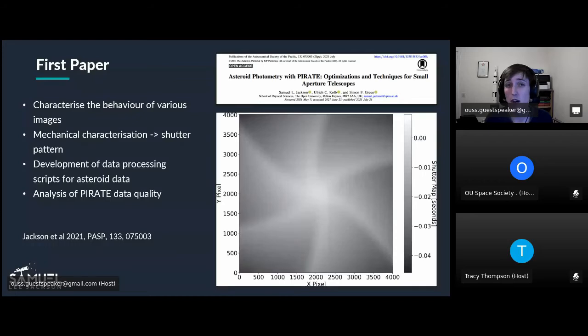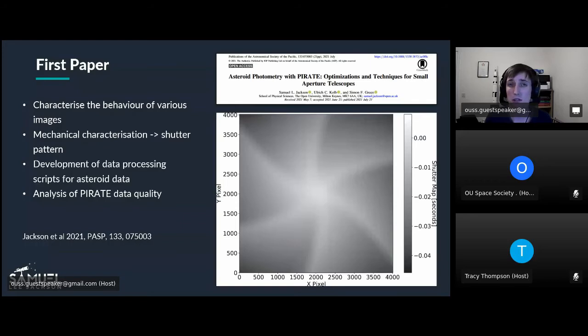So the first thing we needed to do was to understand the behavior of various images that we take. So we have to take these things called calibration images when observing with telescopes. So there are these systematic errors when taking data with a telescope, and you have to use these calibrations to correct your science data. Now, what we aimed to do was to develop methods for determining the best way to combine these calibrations to get the best quality scientific data out.